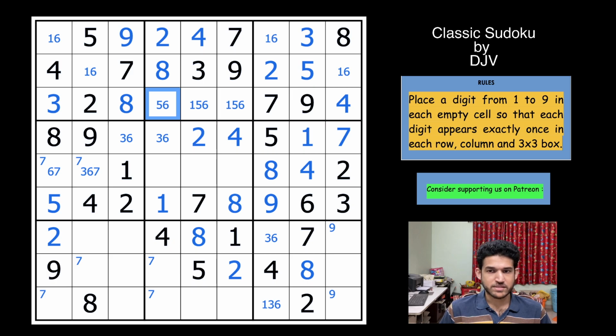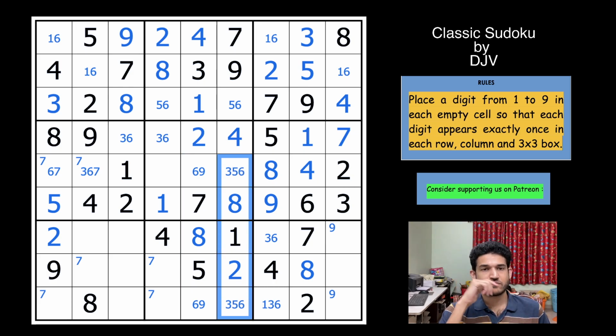And now 1 can be placed in box 2, that's 1. This is 5, 6. So this has to be a 6 and a 9, 6, 9 pair. And these would be 3, 5, 6 for the column. Can't have 5 here.